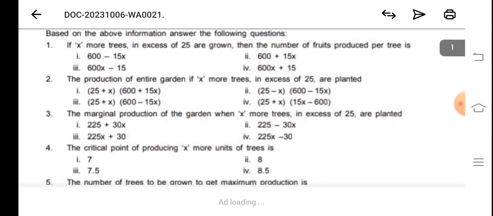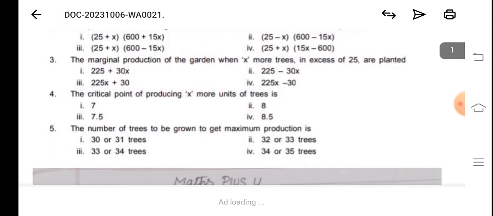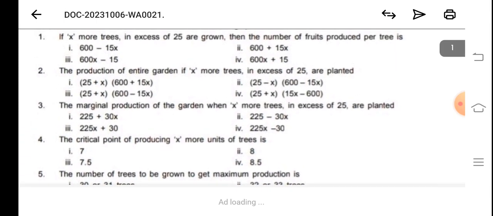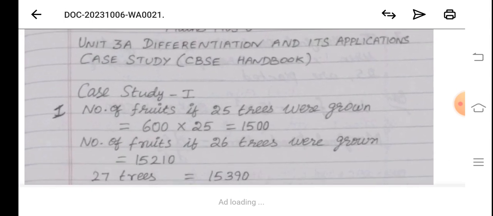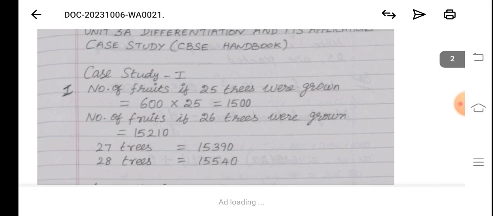Children, actually they have given the options. First, case-based questions were there in the MCQs. Now they are not going to ask in MCQ, but the same type of question can be asked without MCQ. This type of question is important at the 4-mark level. Case-based question is 4-mark level in the 2023 to 2024 pattern. So it's important.